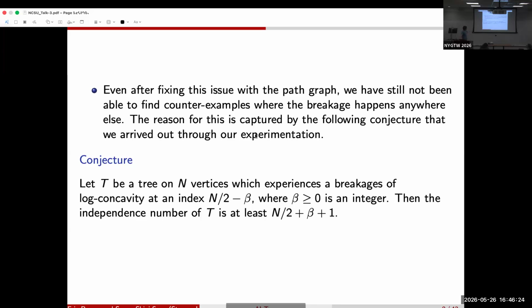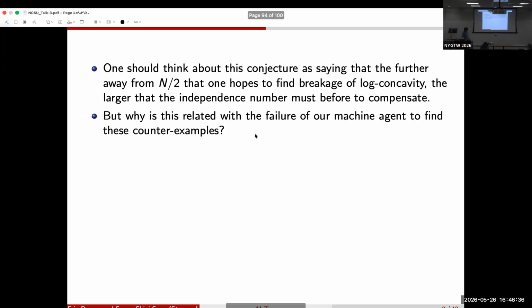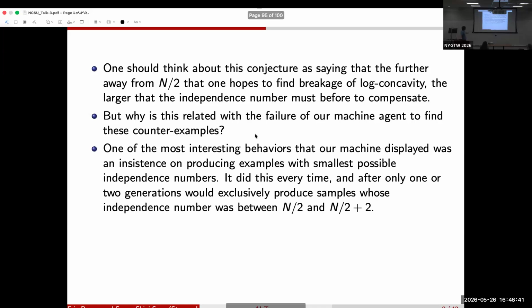Okay, so I say that this conjecture explains to a certain extent why our machine was having a harder and harder time. Why is this related to the failure of our machine agent? One of the most interesting behaviors that our machine displayed was an insistence on producing examples with the smallest possible independence number. It did this every time, and only after 1 or 2 generations it would exclusively produce samples whose independence number was between n over 2 and n over 2 plus 2.